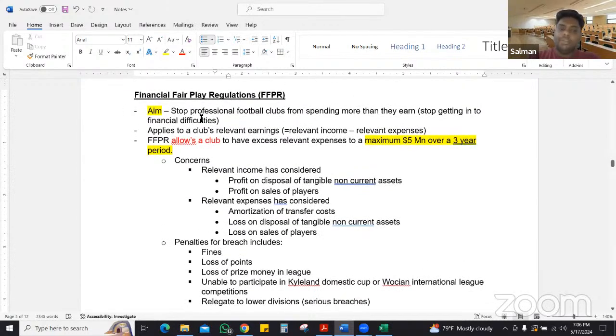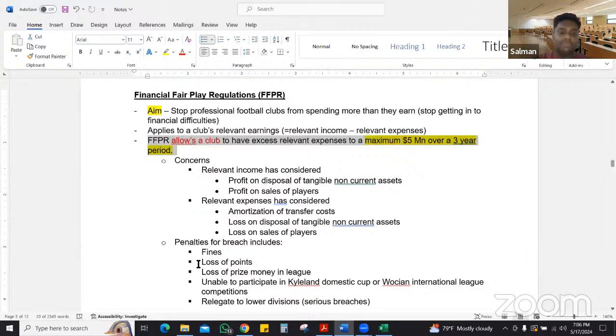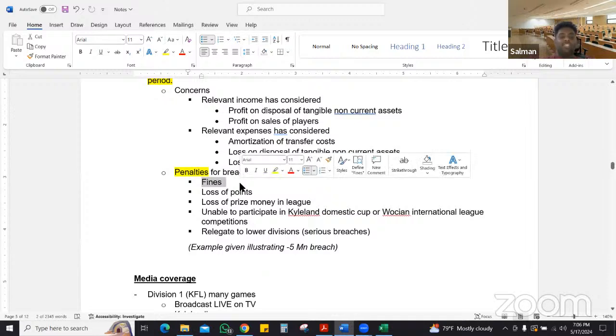Now, what would happen if this condition is breached? What would happen if a club has more than 5 million loss over 3 years? So they will be penalized. What are the penalties of the breach? One is if a club has more than 5 million loss, they will be fined. My goodness, we have a loss, now we will also be fined. So a fine is a deterrent, so that companies will not ignore their losses.